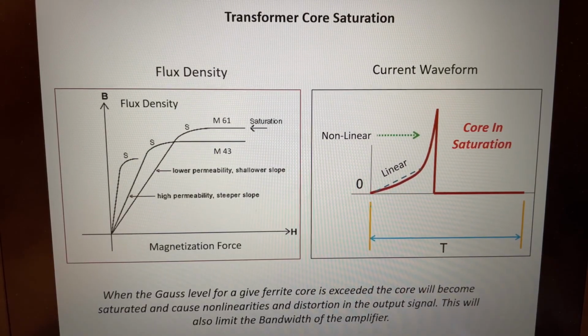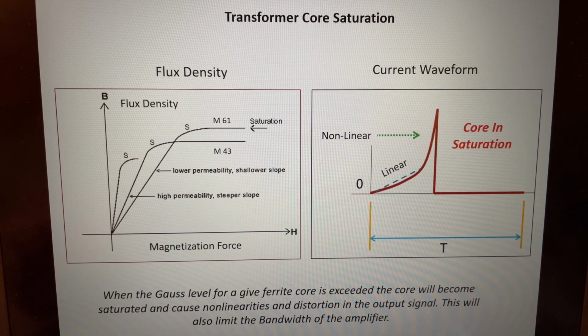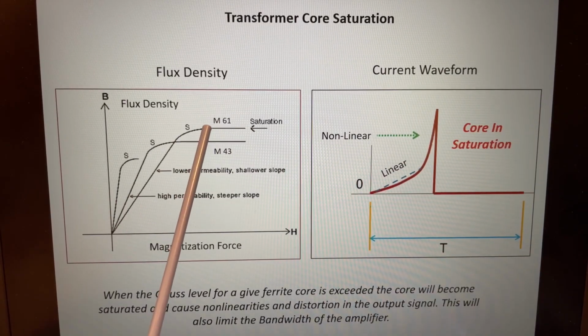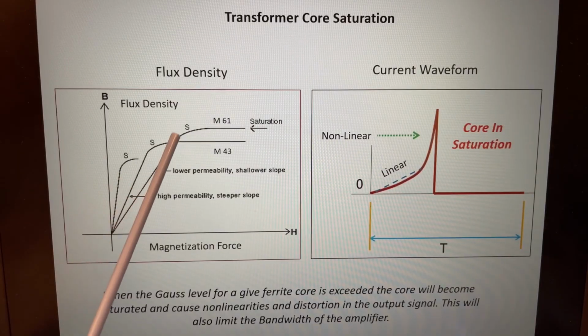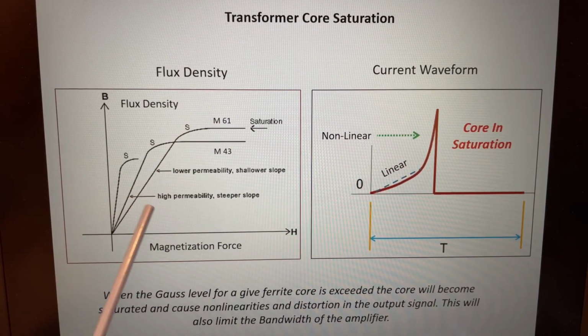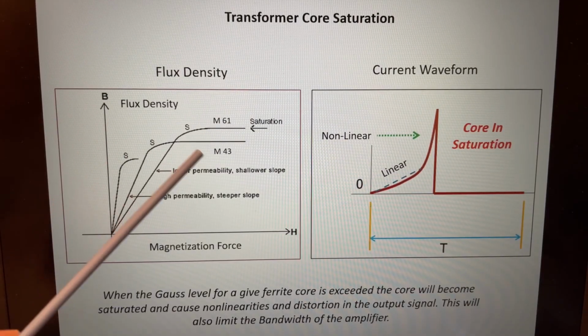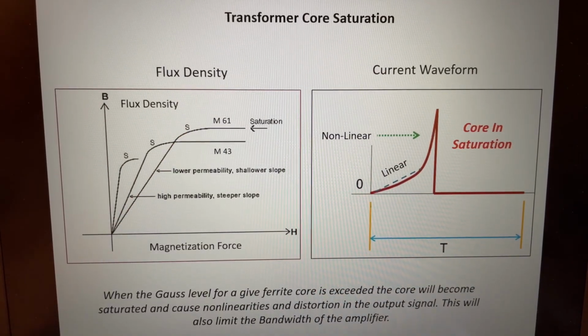So what you want to make sure is that you're operating the transformer, the ferrite cores, within their specifications so that you don't saturate the core. If you look at this particular curve here, I have material 43, material 61, and you see the lower permeability has a shallower slope, so it doesn't rise as fast, and the higher permeability a much steeper slope. So material 43 will saturate before material 61. Now, why is that important?